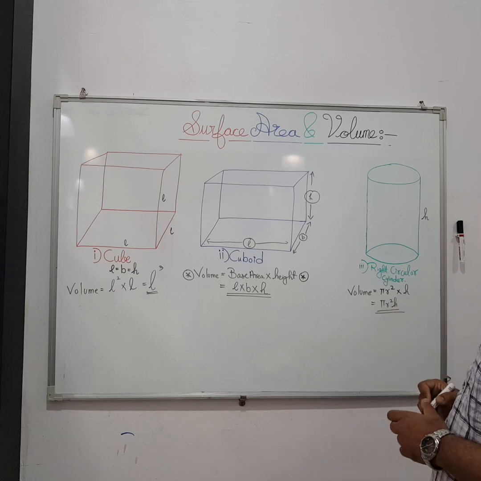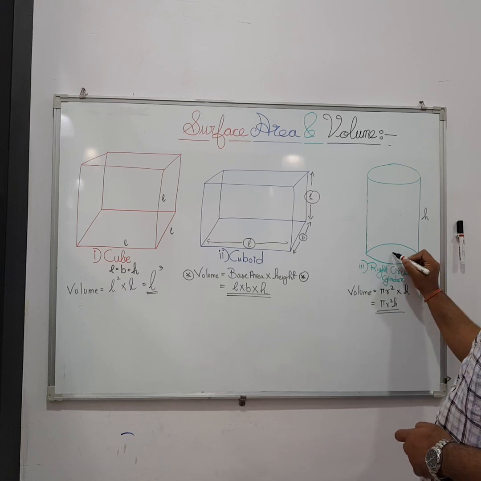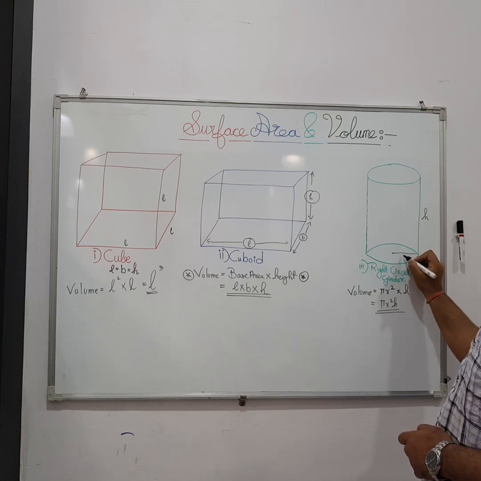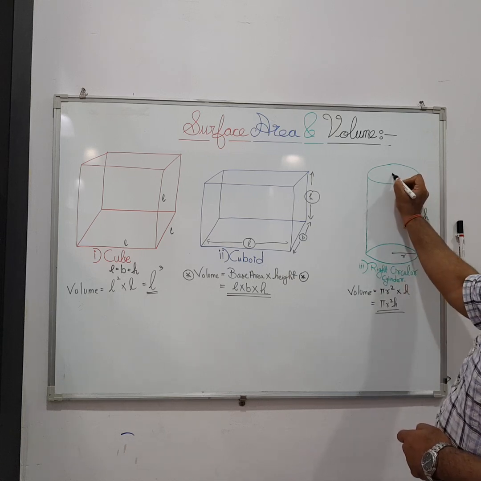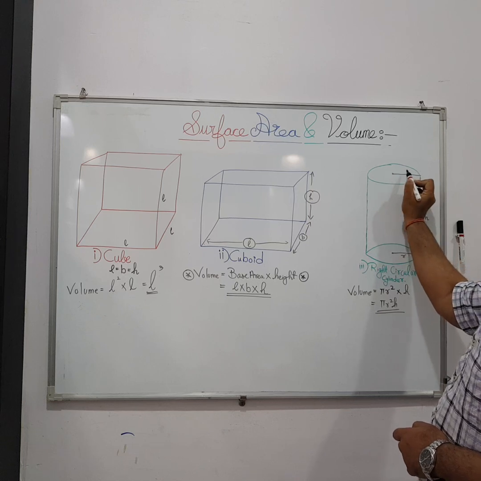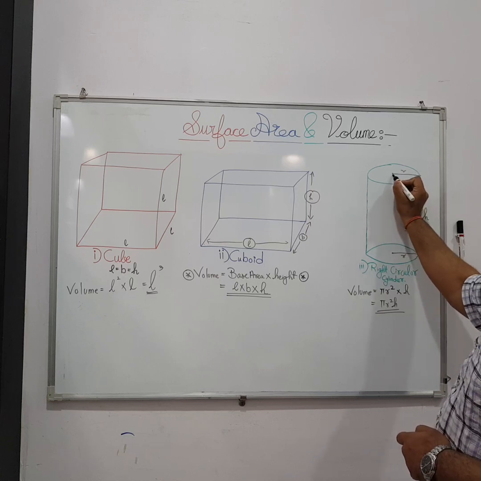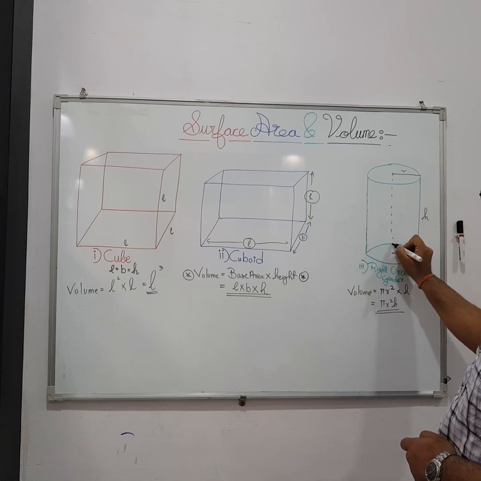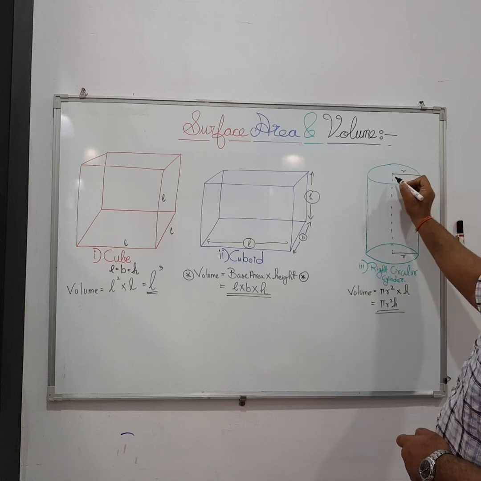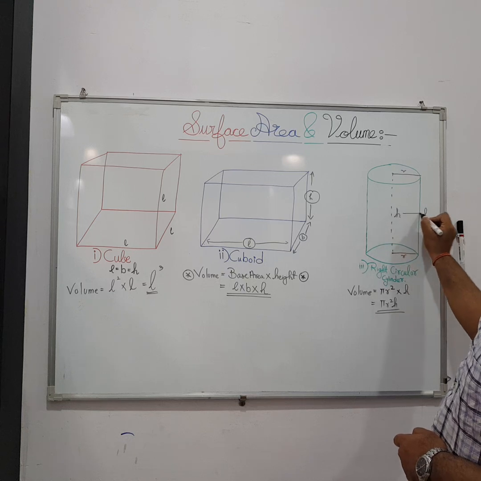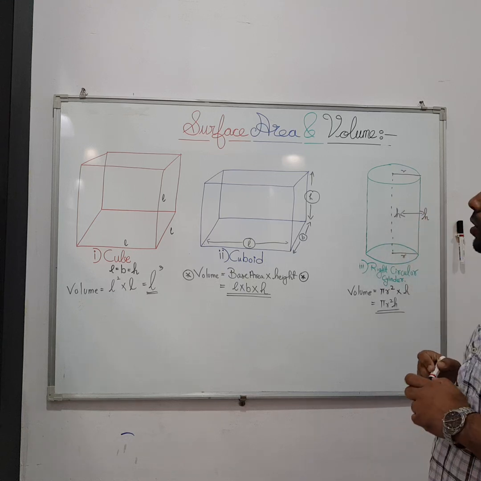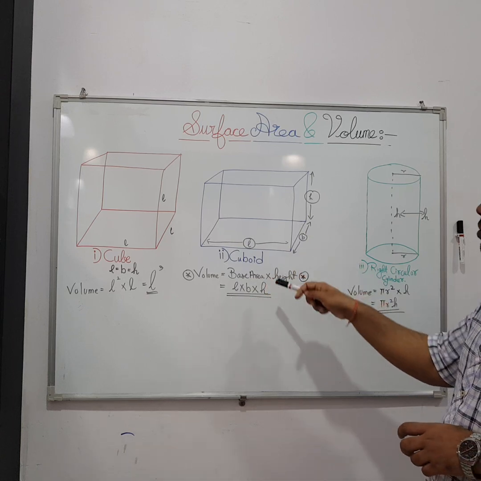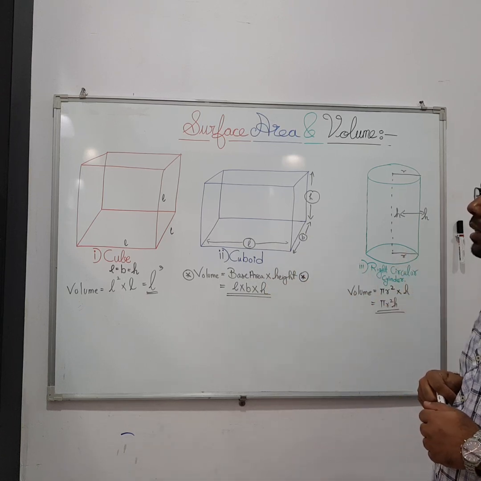And as you can see over here, this particular circle has a particular radius, that is r. Over here also the same circle with the same r, and if you join the centers of these two circles, you will get the exact same height. So this was a discussion about volume related to a cube, a cuboid and a right circular cylinder.